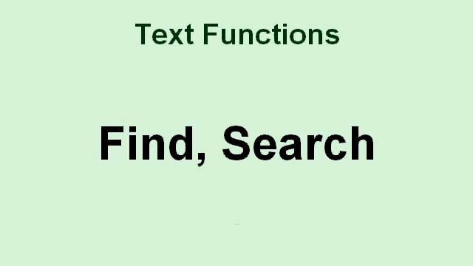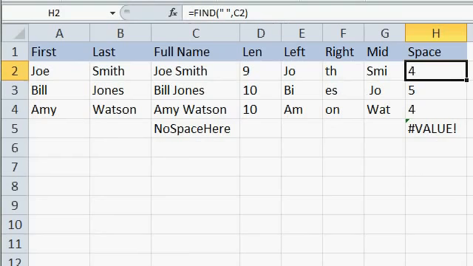If you want to find information inside of a string, you can use either the find or search functions. Both return the starting position of one string inside of another. Find is case sensitive, search is not. Here I've used the find function to locate the position of the space inside of the full name. Here you can see the function find an empty space and then C2. In this particular case, it's position 4. For Bill Jones, it's position 5. If it doesn't exist, you get a value error.